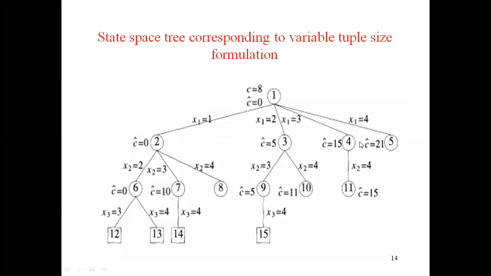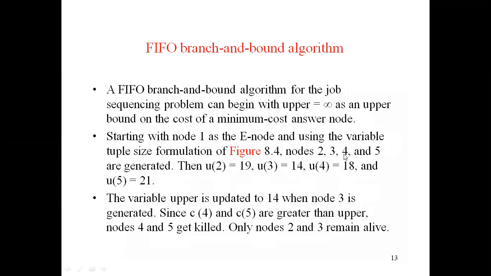Now the upper of node 2 is 19. Then upper of 3 is 14, upper of 4 is 18, and upper bound of node 5 is 21. These are the upper bounds.